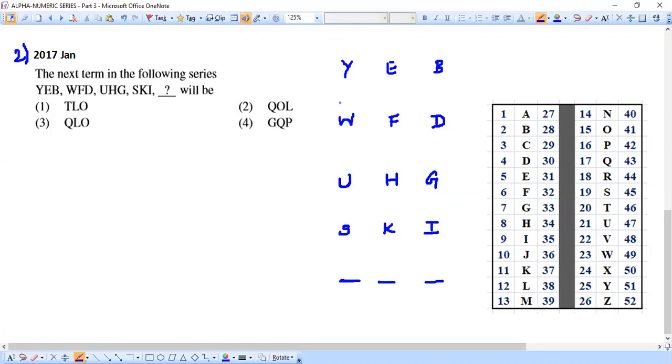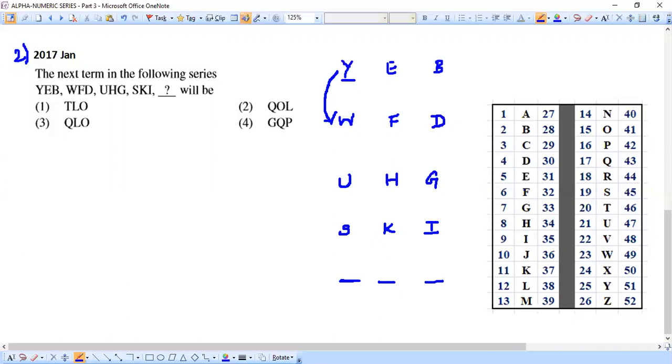As usual, we'll just take letter by letter and observe the pattern. Is that fine? Start from the first letter. Our first letter is Y. So from Y to W they are moving.